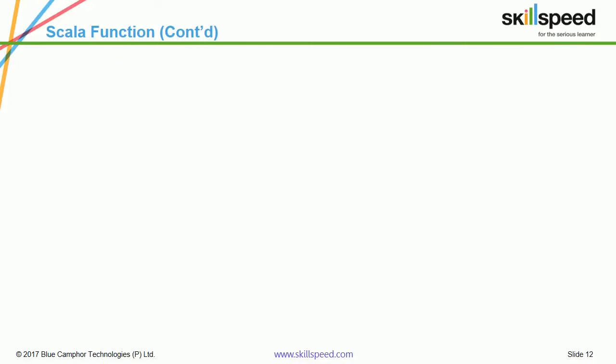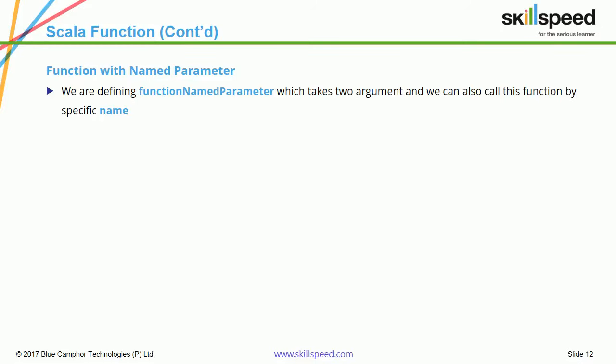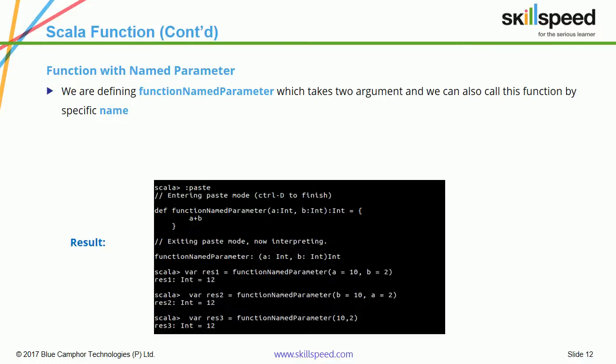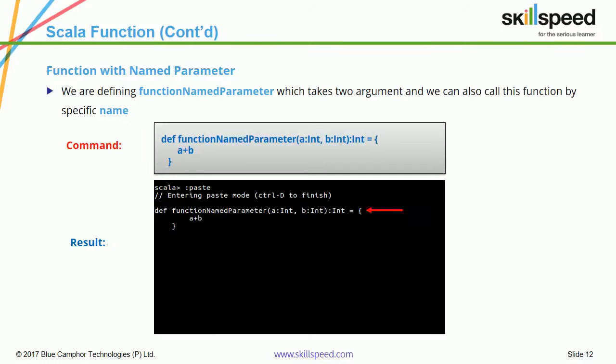Now in Scala, you can also have a function with a named parameter. So here we are defining a function called function name parameter, which is taking two arguments, and we can also call this function by a specific name. So as you can see, I'm defining the function name parameters, which takes a and b of integer type as argument, and the return type is integer, and within the body there is a plus b.